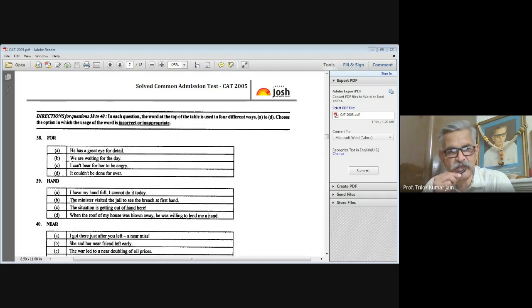He has a great eye for detail. We are waiting for the day. I can't bear for her to be angry. It couldn't be done forever. Now tell me where for is not used properly. Tell me where for is not used properly. कहाँ पर for का गलत इस्तेमाल हुआ है?